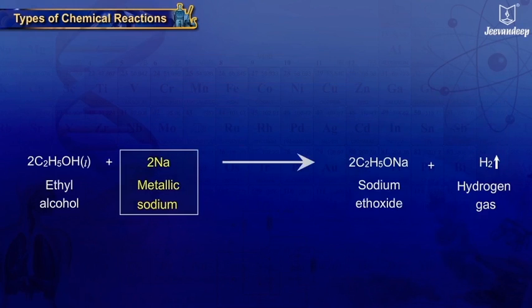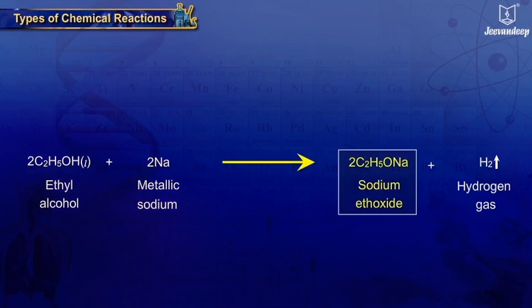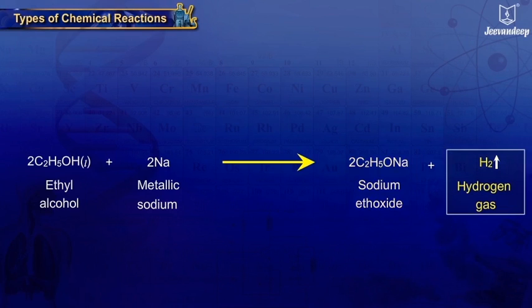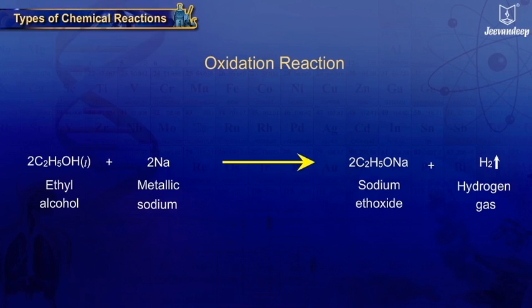When sodium is reacted with ethyl alcohol, sodium ethoxide and hydrogen gas are formed. Here, hydrogen is removed from ethyl alcohol. Hence, this is an oxidation reaction.